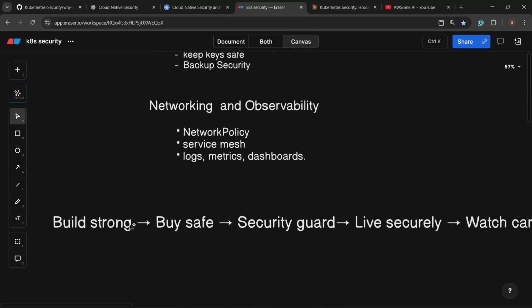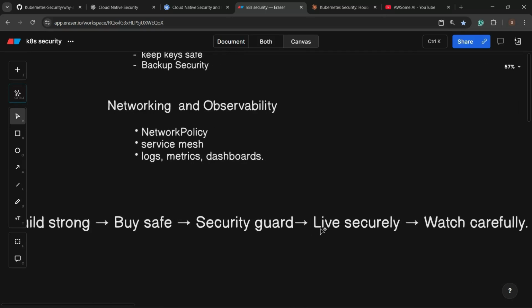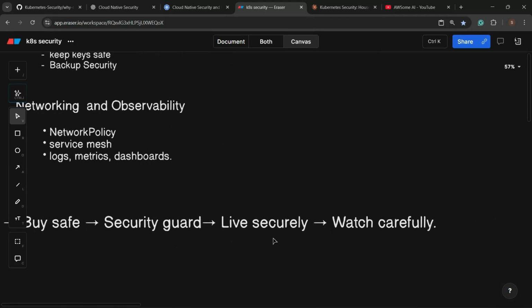Remember, build strong, buy safe. Build strong is secure code. Buy safe is always use secure images. Security guard means using RBAC. Live securely means your application is running completely secured when multiple users are accessing it. Watch carefully is networking and observability.